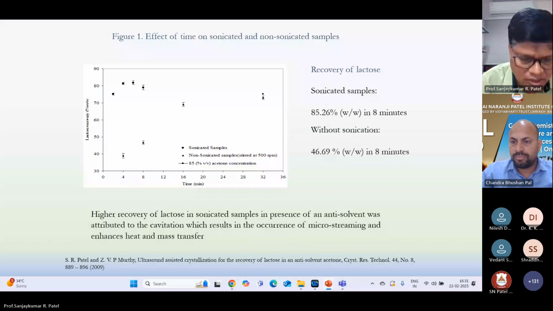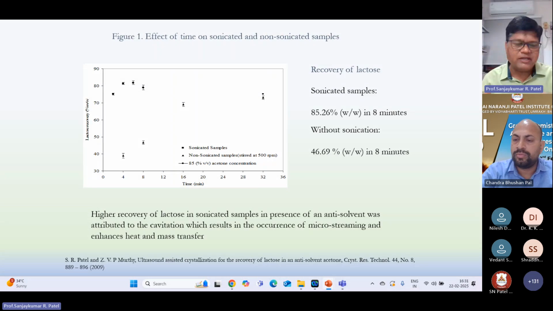So what happens in the anti-solvent crystallization is that you take the lactose. Here, synthetically, let us say, we made the lactose solution. We dissolve the lactose in water, in which the solution is created, correct? And then we added a different solvent. So we need to reduce the solubility of the solid in the solvent. So we have added acetone in that.